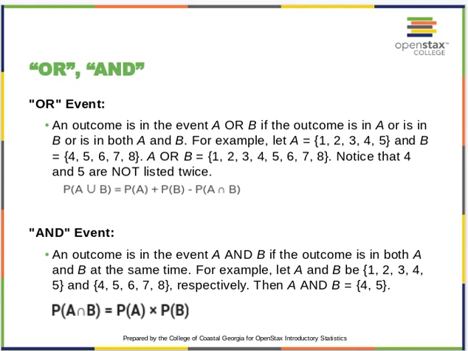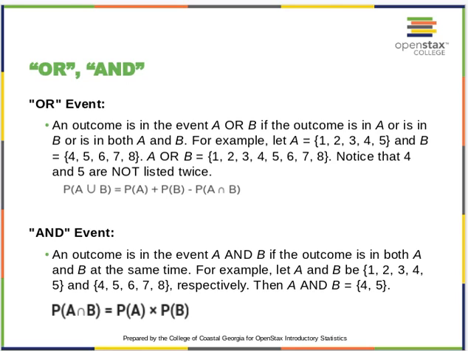Okay, we're going to continue with probability here in practical applications. So first we're going to look at the probability of OR events and the probability of AND events. Before we look at the probability of them, let's just talk about what they are. An OR event is having A or B happen.